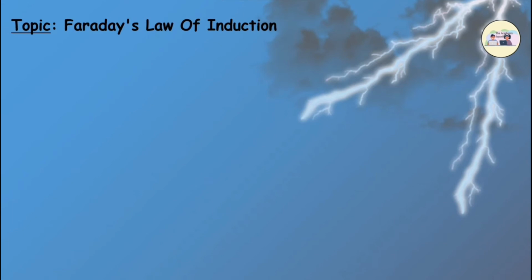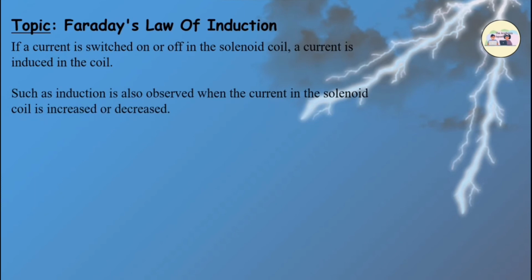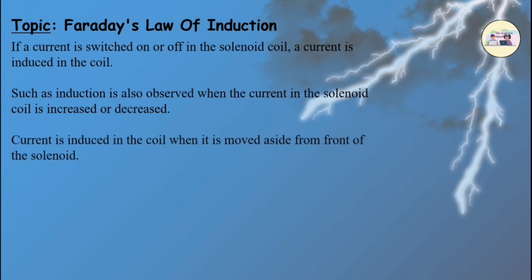Faraday's law of induction. If a current is switched on or off in the solenoid coil, a current is induced in the coil. Such induction is also observed when the current in the solenoid coil is increased or decreased. Current is induced in the coil when it moves aside from the front of the solenoid.